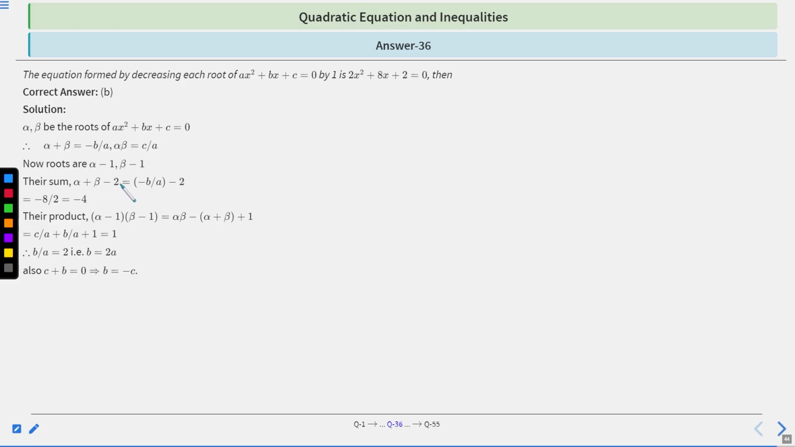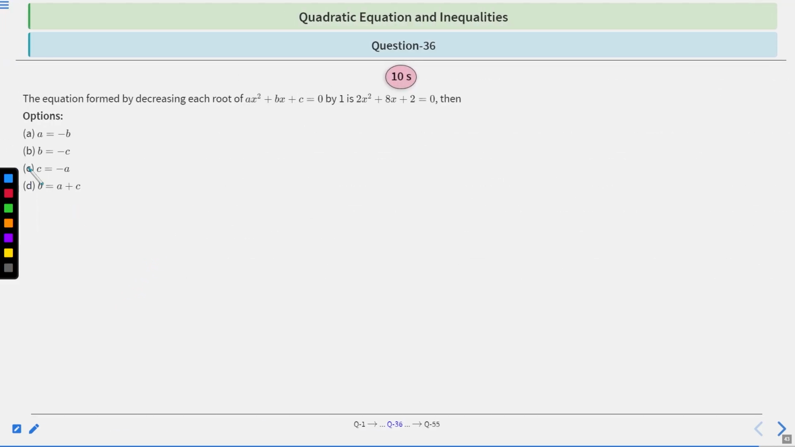So, sum is alpha plus beta minus 2, which is minus b by a minus 2, right? So, alpha plus beta is minus b by a, which is minus 8 by 2 equal to minus 4. Clear? And product of roots alpha minus 1 into beta minus 1 is alpha beta minus alpha plus beta plus 1, right? So, we can say that c by a plus b by a plus 1 is basically 1. Therefore, b by a is 2. So, b is equal to 2a. Also, c plus b is equal to 0. This implies b is equal to minus c. Right? So, option B is the right choice. Thank you.